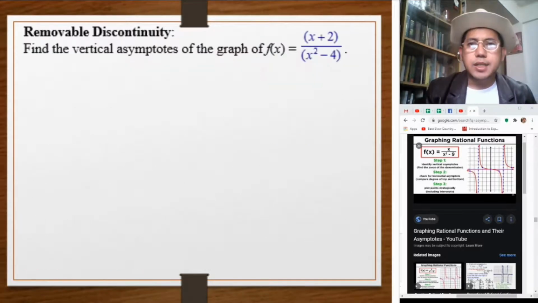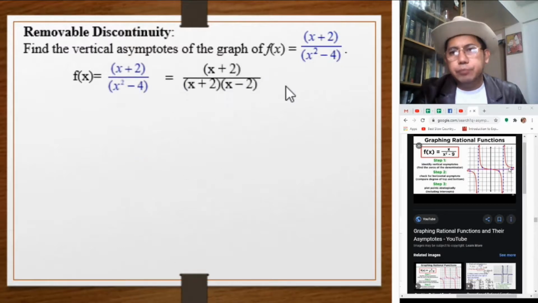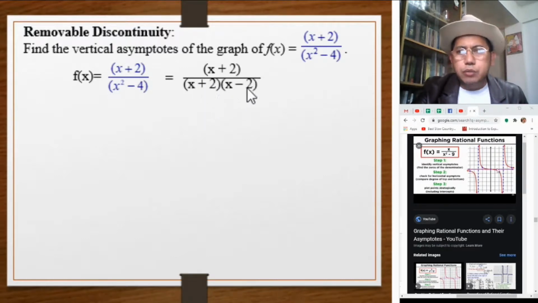To continue discussing the rational function, consider the removable discontinuity. For us to have an understanding of the removable discontinuity, let's take a look at this problem. f of x is equated to (x + 2) over (x^2 - 4). Now, you will notice that I factored the denominator. The reason why I factor the denominator is for us to compute immediately the restriction of the rational function.